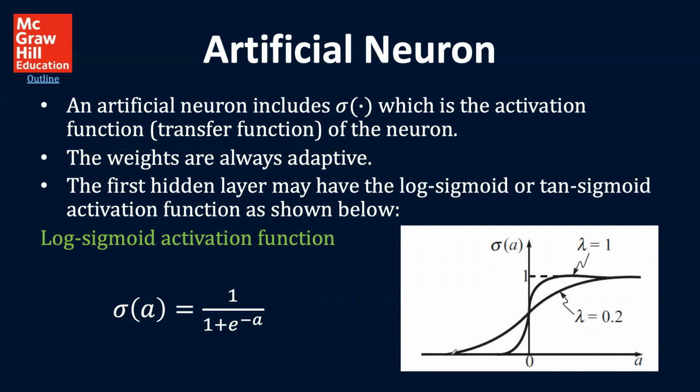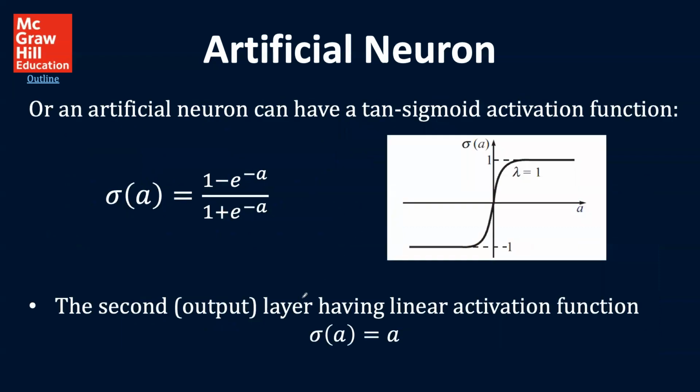An artificial neuron includes a sigma function, which is the activation function, or transfer function, of the neuron. We'll introduce a couple of different types of models of what that could look like. And the weights are always adaptive. The first hidden layer may have the log sigmoid or tan sigmoid activation function as shown below. The first one is the log sigmoid activation function, and the next one is the tan sigmoid activation function.